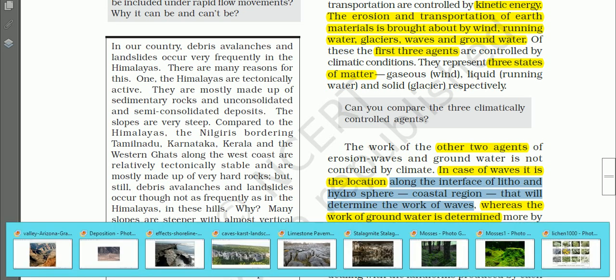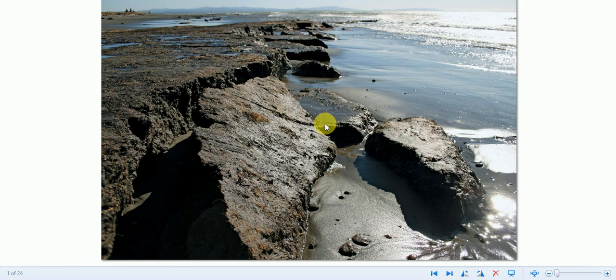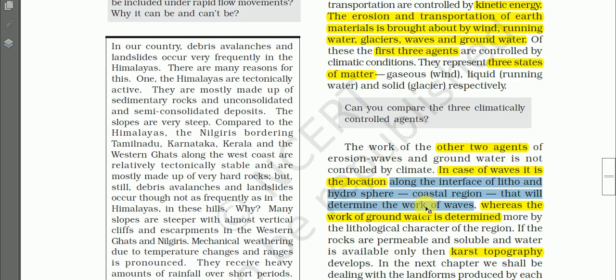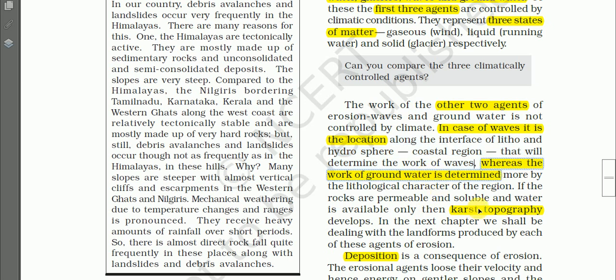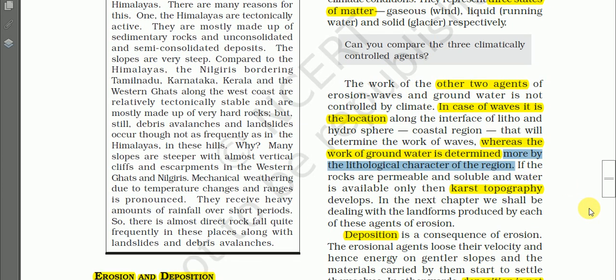In other words, we find the work of sea waves only in the coastal region. See here, we have one photograph. This photograph tells us that the work of the wave is found only on the coastal areas. Because of the sea waves, coastal areas are eroded. Whereas the work of groundwater is determined more by the lithological character of the region. That means the work of underground water, that is water flowing underground, is determined by the lithological character. That means the hardness or softness of the rock, or the nature of the rock.